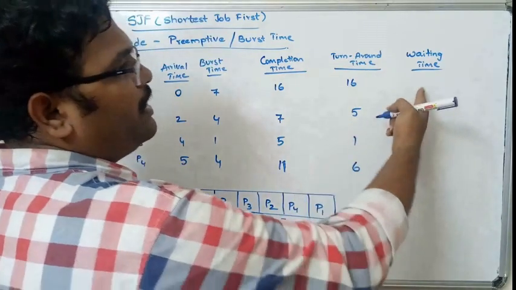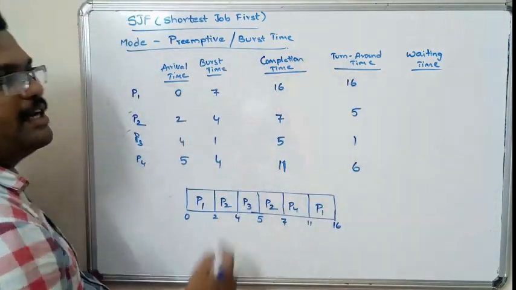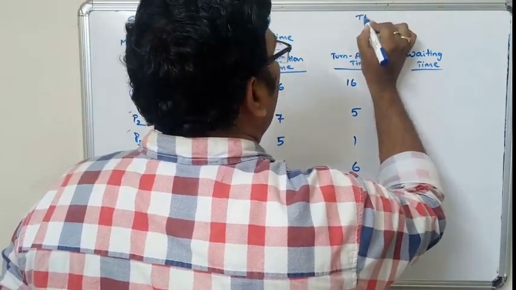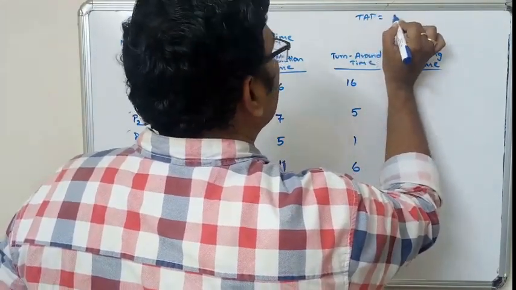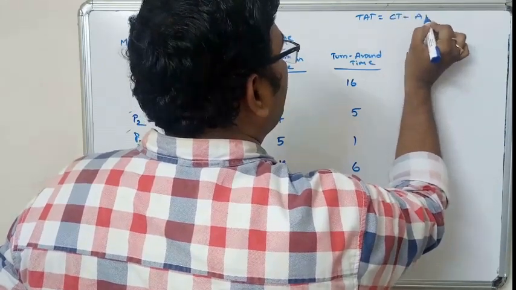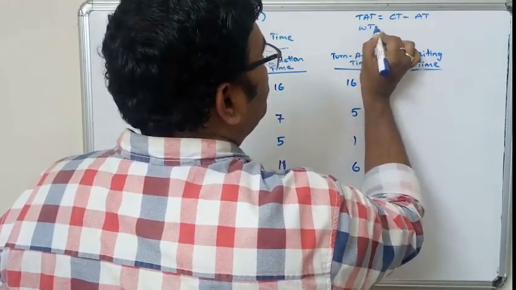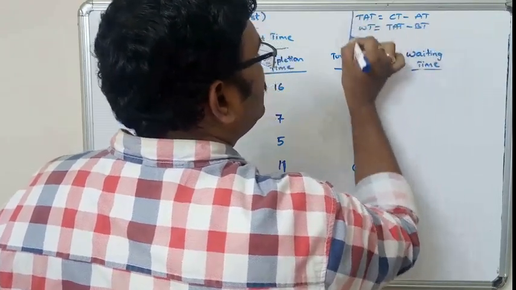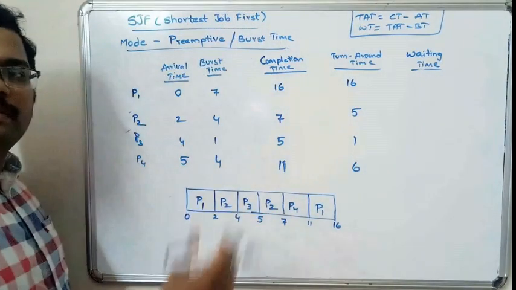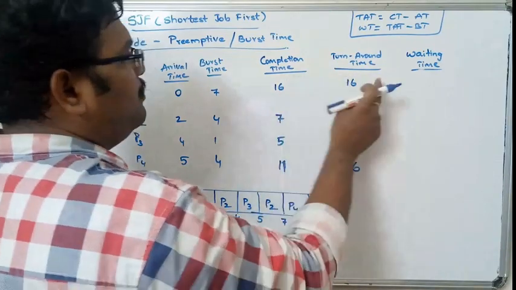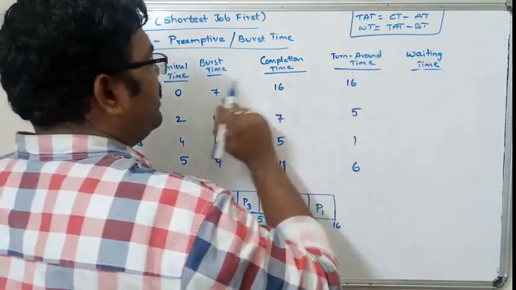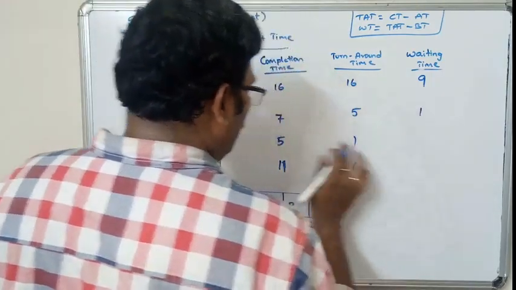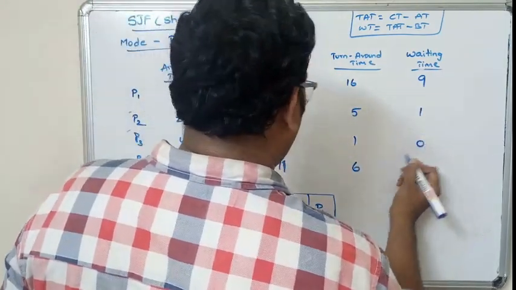So waiting time means turnaround time minus burst time. I will write here so that you can clearly get that. Turnaround time is equal to completion time minus arrival time. Similarly, waiting time is equal to turnaround time minus burst time. This is a simple formula to fill the table, right? So turnaround time minus burst time. 16 minus 7, 9 seconds. 5 minus 4, 1 second. 1 minus 1, 0.